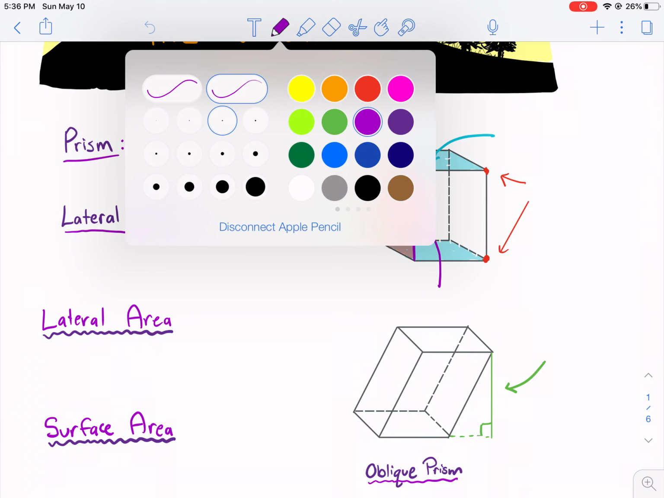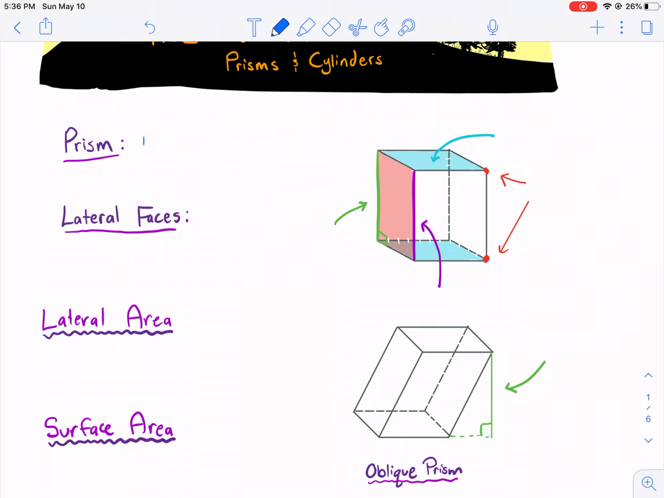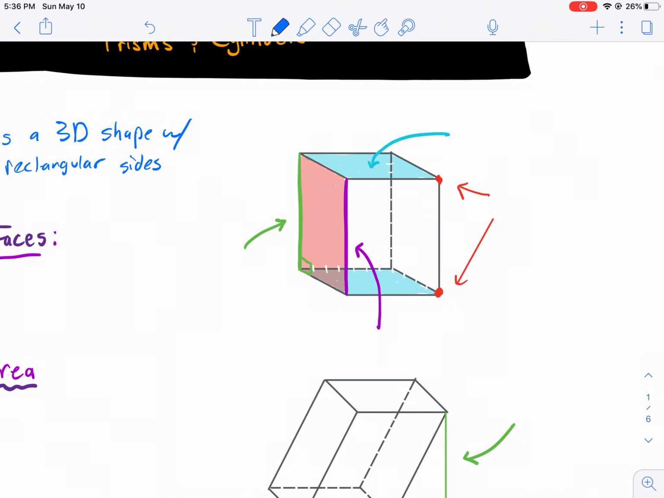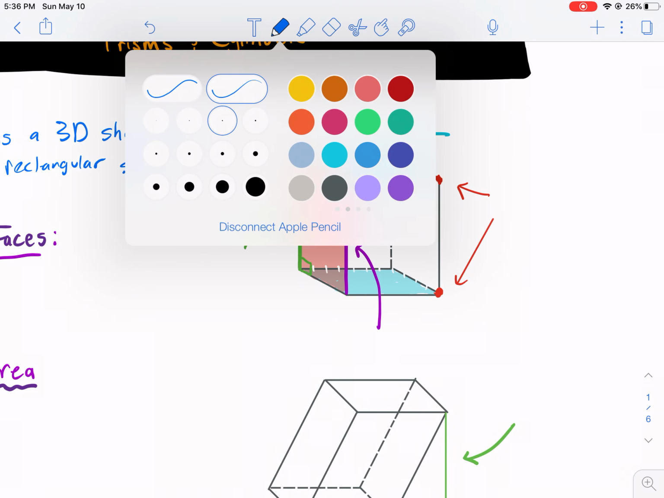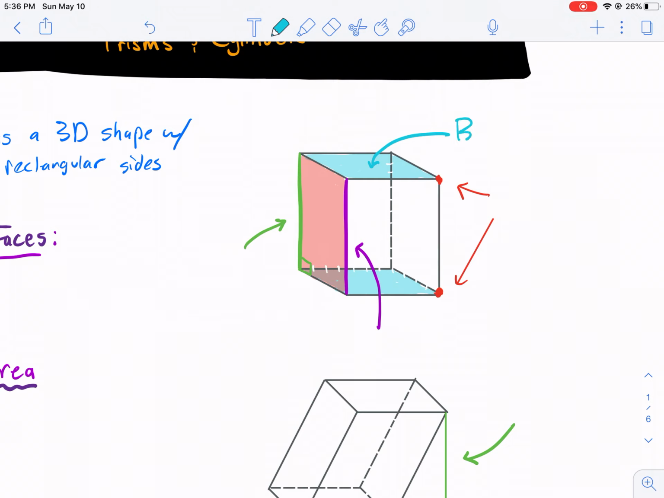What is a prism? A prism is a 3D shape with rectangular sides. So think like a cereal box, or any sort of packaging like an Amazon package. Those are all prisms. So the important part of understanding what a prism is, you need to understand its base.